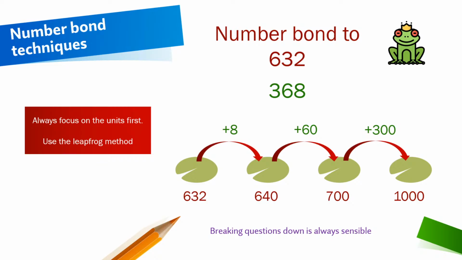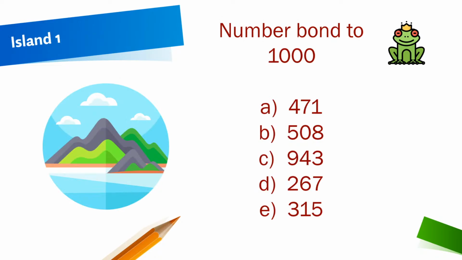I'll now be watching the chat for a second while people are trying these 5 questions. You're going to try and find the number bonds to 1,000. Use your paper and pencils. This is island 1. I said there's 1,000 islands. We're mainly focusing on 1,000, so it's some islands. There won't necessarily be 1,000 of these. But the first island we're going to be doing is your number bonds to 1,000.